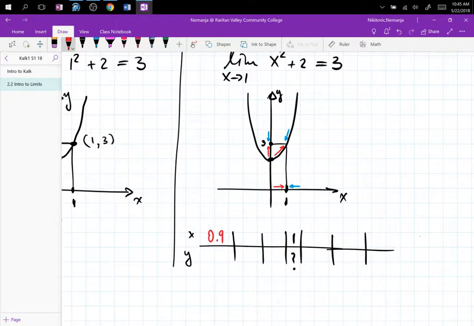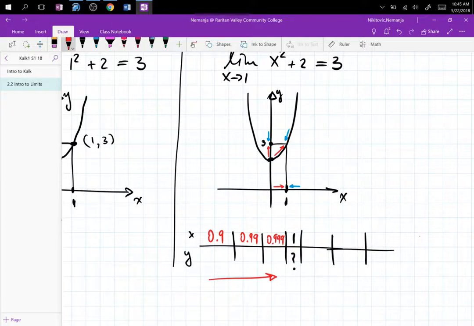0.9 is smaller than 1. 0.99 is smaller than 1 but closer to 1. And 0.999 is also smaller than 1 and closer to 1 still. So I have these values, and you can see the red arrow progression this way, right? Now you will take abacus and compute these values, right, to see what they are.